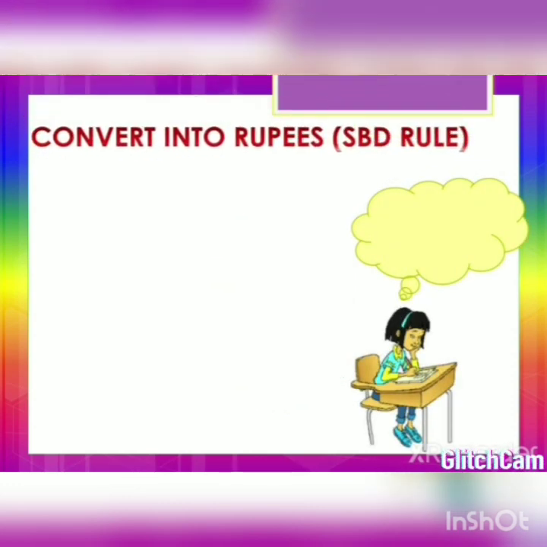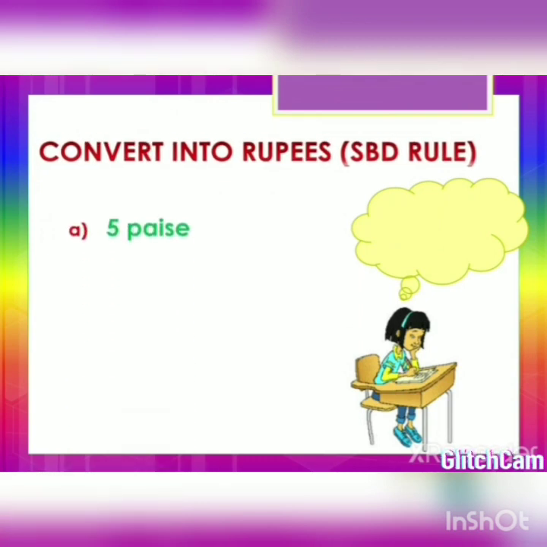Our first question is to convert 5 paise into rupees. Here we are going to convert a smaller unit into a bigger unit. Therefore, we will follow SPD rule. SPD rule means whenever we have to convert a smaller unit into a bigger unit, we have to divide.